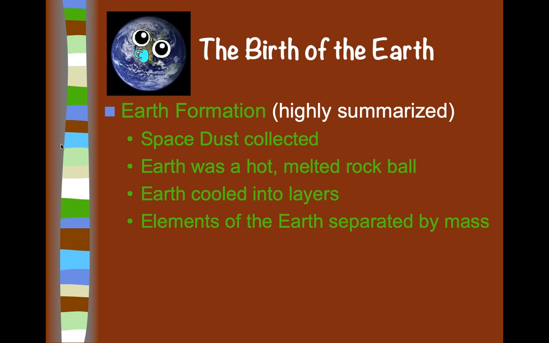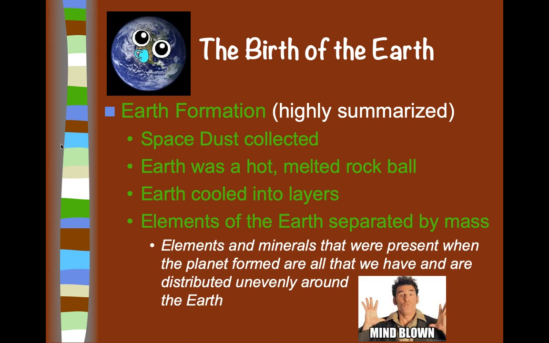Elements of the Earth separated by mass, meaning that things that were heavier went one place and things that were lighter went other places. And it turns out that all of the elements and minerals that were present when the planet formed 4.4 billion years ago, that is all that we have. They are distributed unevenly around the Earth. However much iron we have on the Earth right now, that was how much iron was present 4.4 billion years ago. Over the years, it has been used for different things, and that's all there is.